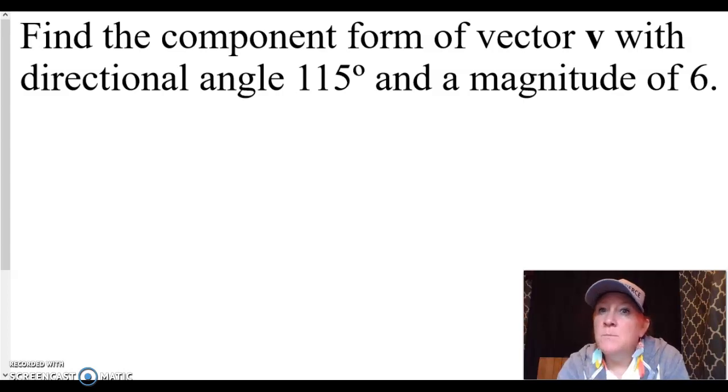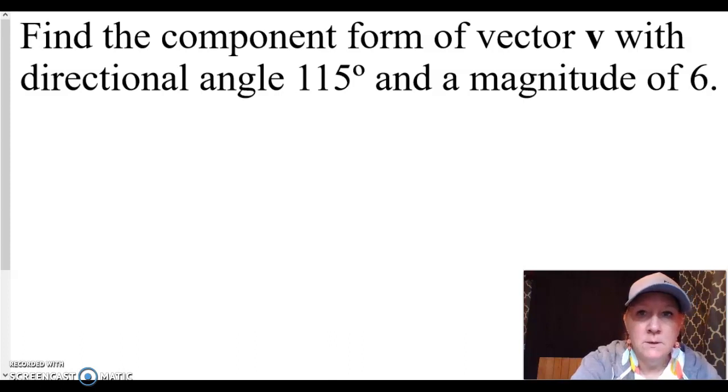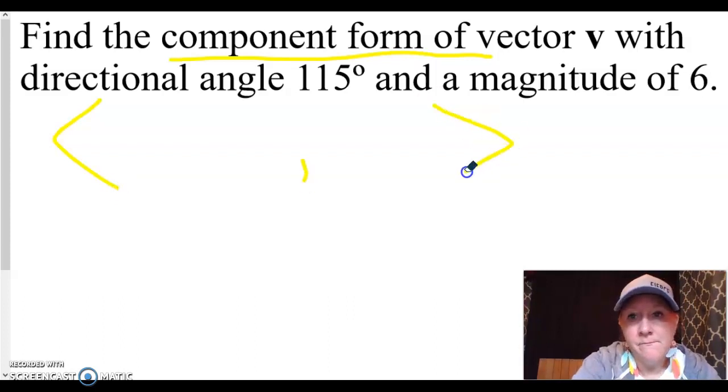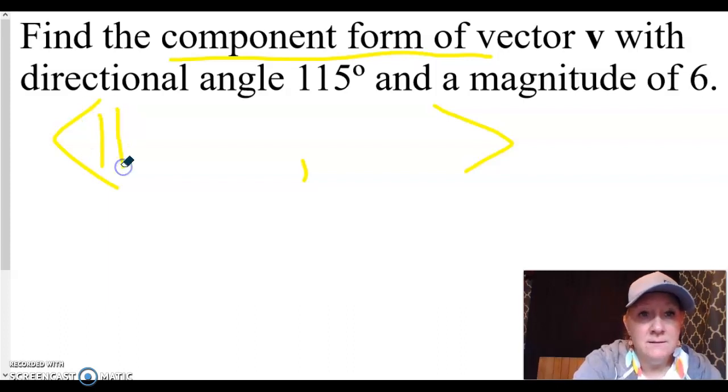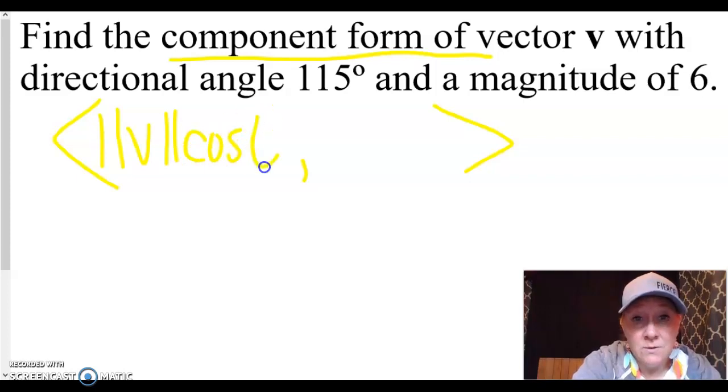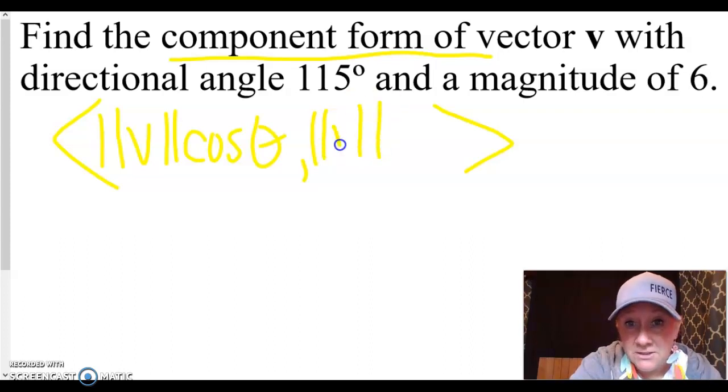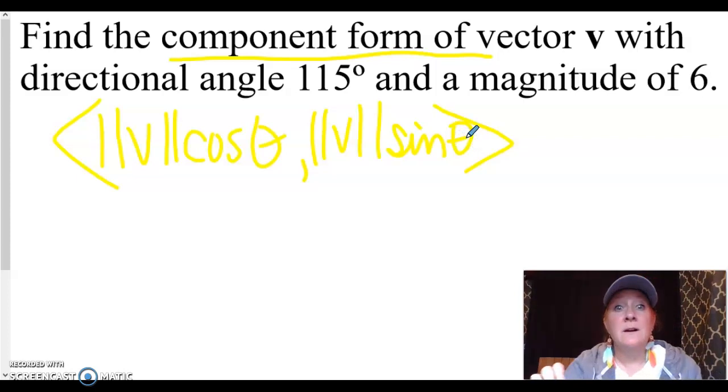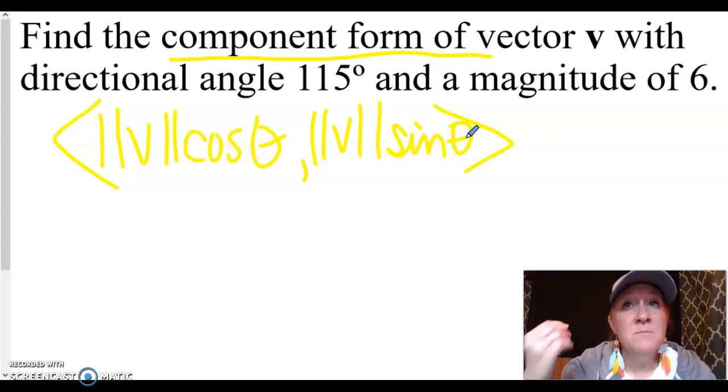This one says find the component form. What is component form? Well, component form is when you have this. A while back we said that the x is always the magnitude times cosine theta, and the y would be the magnitude of your vector times sine of theta. All right, so that just gives us a little bit of background.